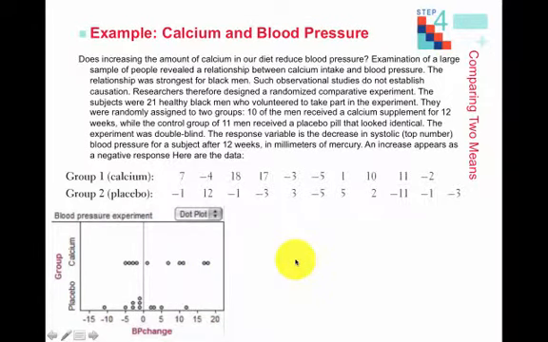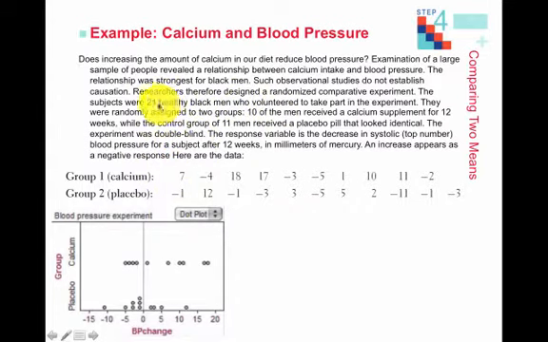So, I'm going to run through this without the calculator first, then take a jump to the calculator and run through that way. So we are looking at, does increasing the amount of calcium in our diet reduce blood pressure? And the relationship that examiners have found is that the relationship is strongest for black men. So we are going to do a study that looks at, does it make a difference or not?